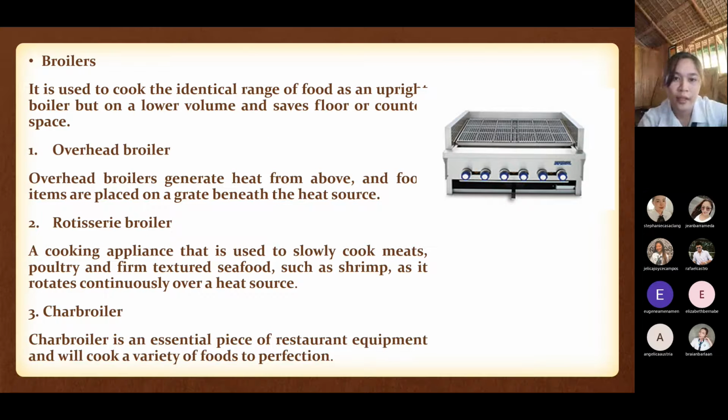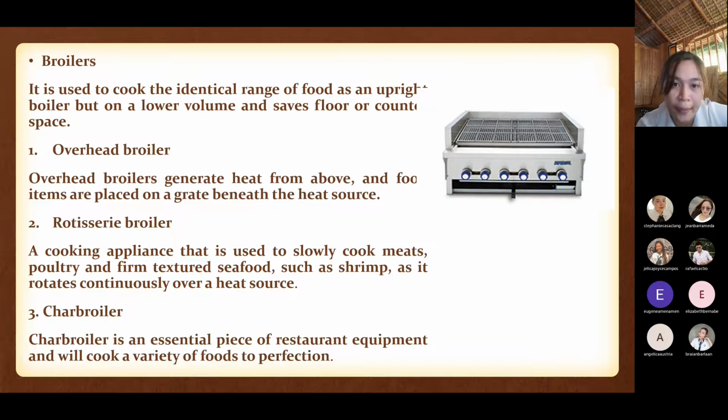Next is broilers. It is used to cook the identical range of food as an upright broiler, but at a lower volume, and saves floor and counter space. Overhead broilers generate heat from above, and food items are placed on a grate beneath the heat surface.